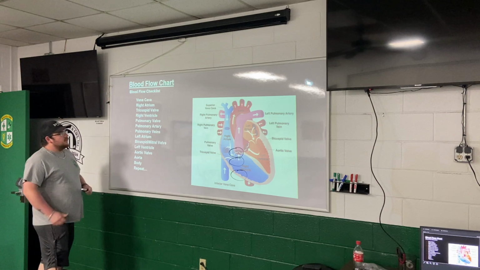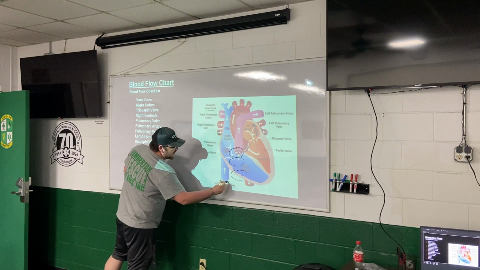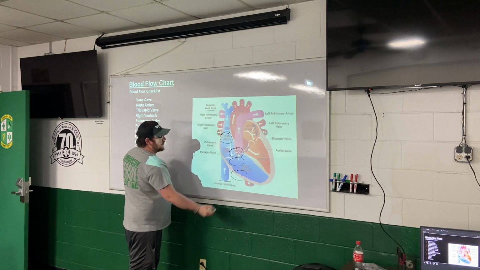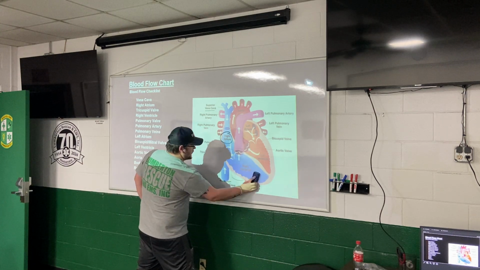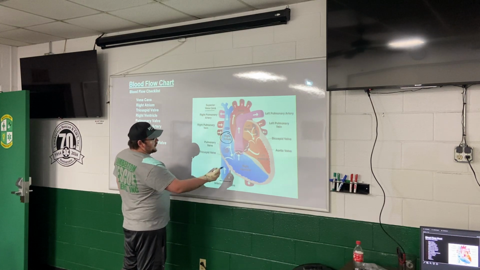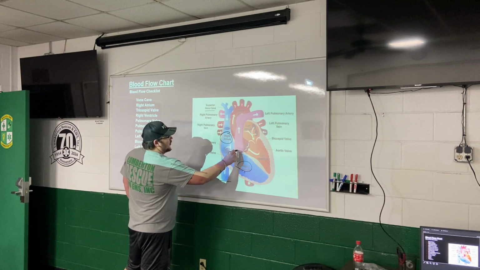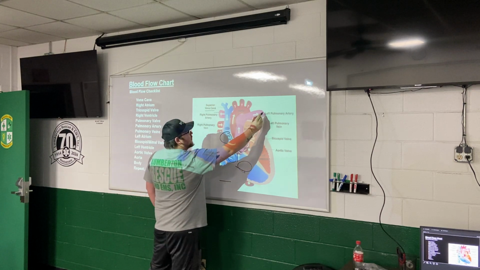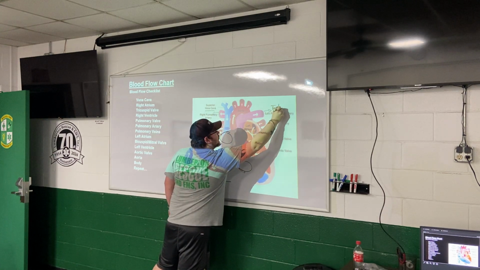So for your blood flow checklist, you have your superior and inferior vena cavas that I talked about on the last slide, here and here. When they come through there, they come in here into the right atrium. They go into the right atrium, and they're going to come through this tricuspid valve right here and into the right ventricle. It goes up into the pulmonary artery, and you have a right and left pulmonary artery. The exits here and here. Both of those go to the lungs.